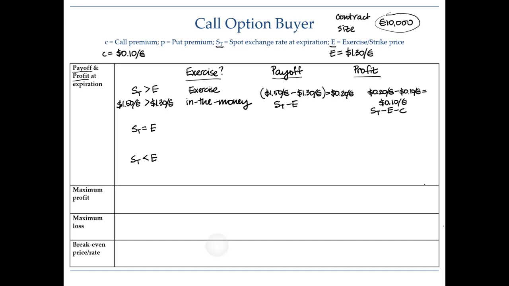So in the future, what if the spot rate turned out to be exactly the same as your exercise rate of $1.30? In this case, will you exercise?